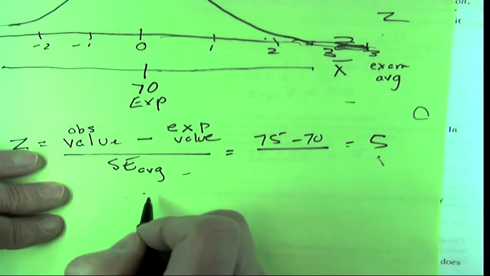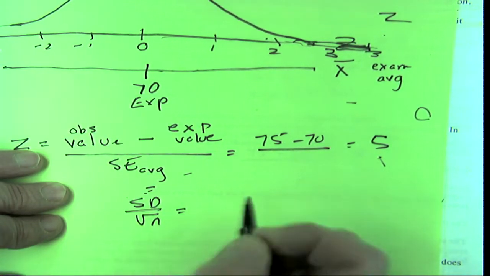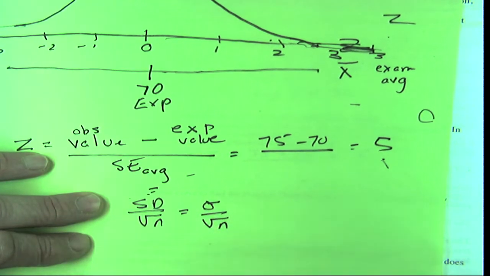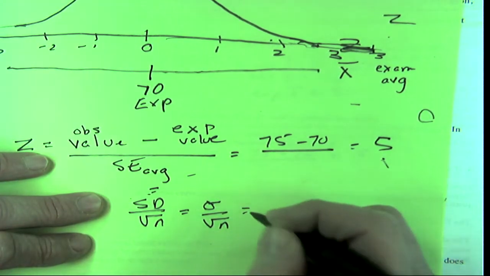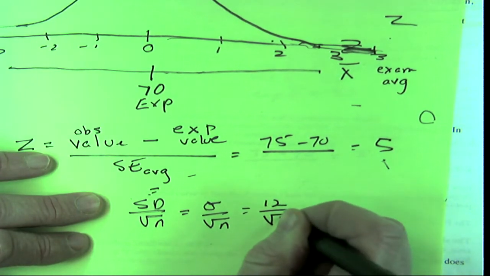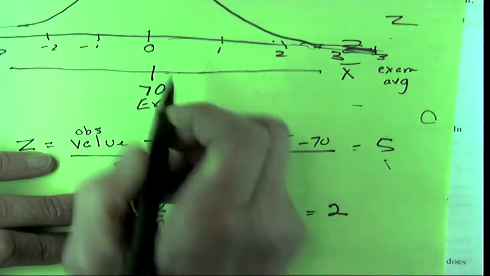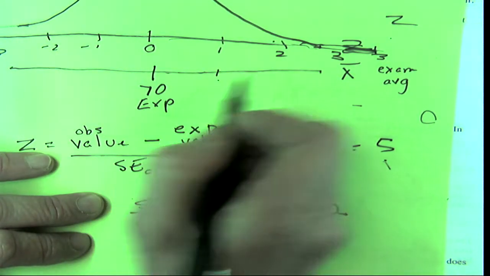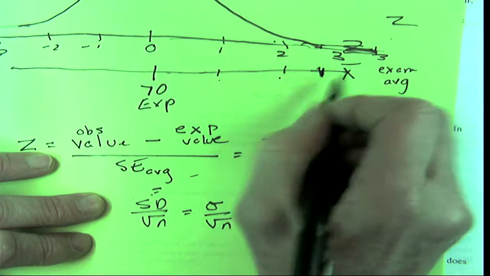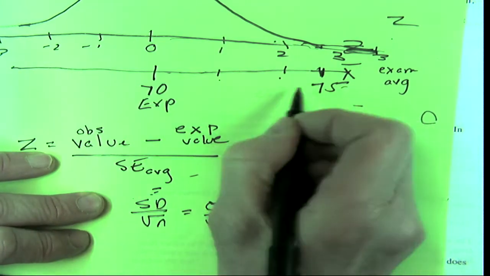So that standard error is what? Can you remember? SD over the square root of n. And we know, or sigma. It should really be sigma over the square root of n. We know sigma in this case. And what is it? 12. And what's n? 36. So we have 2. So that's where 72 would be. That's where 74 would be. And 75 is going to be way over here. Really, really far. That's our 5-point difference.